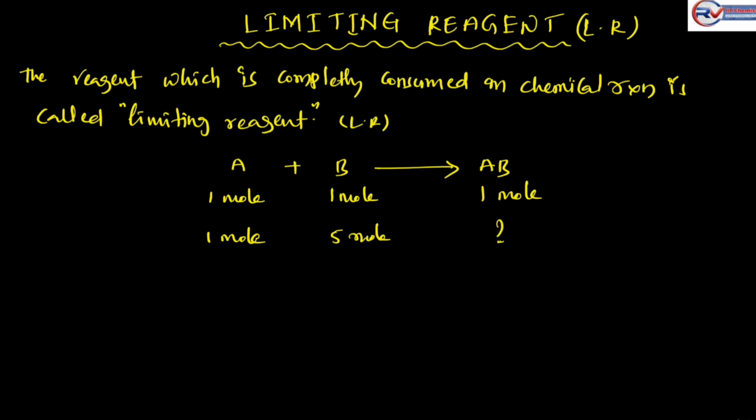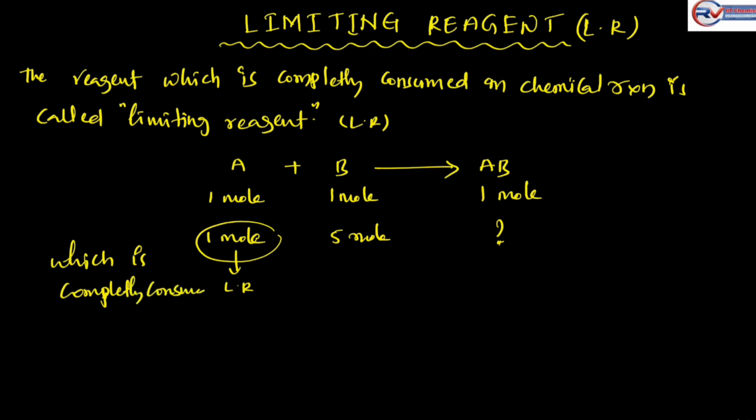how many moles is AB? How to decide? Based on the limiting reagent. For example, A reactant is 1 mole and is completely consumed in the reaction. So, completely consumed means this is the limiting reagent.